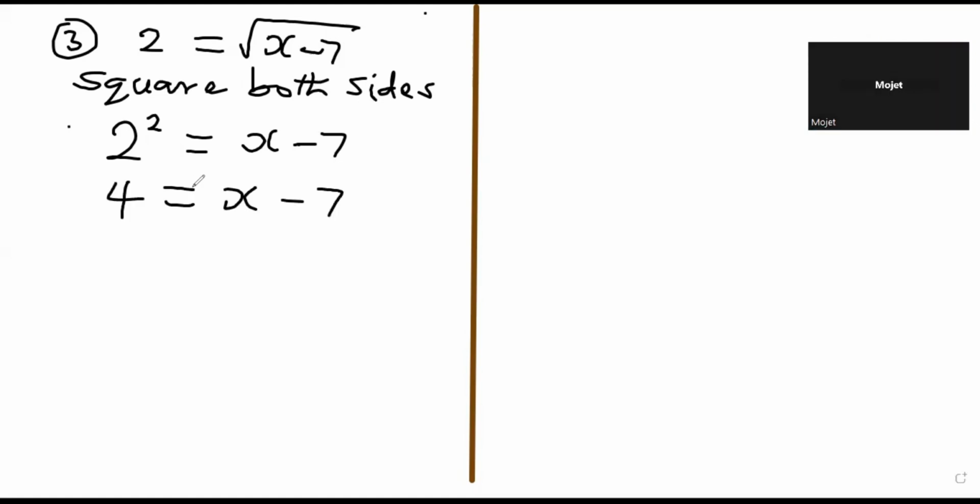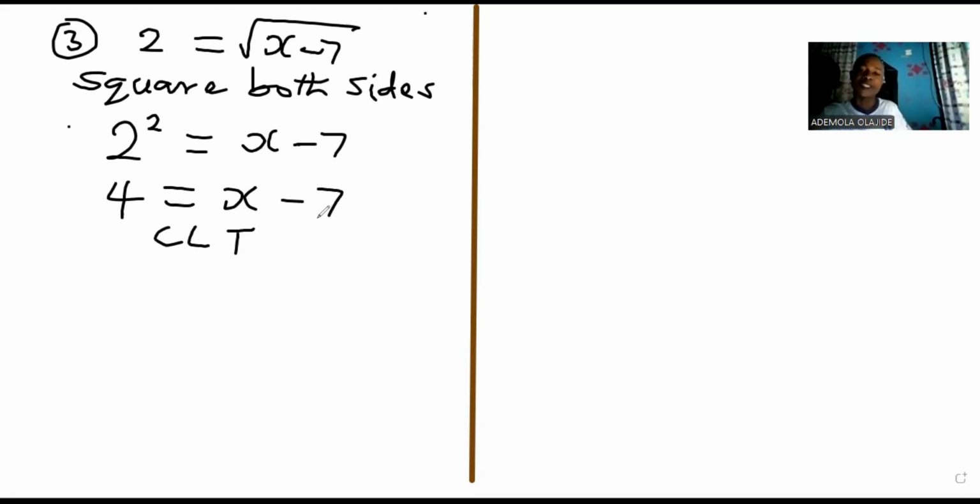If you look at where we are now, hello, can you see it? This equation here has gone back to something we have done before. What do we do when you have something like this? 4 equals to x minus 7. What do you do? What statement do you make when you solve an equation and it becomes something like this? We collect like terms.